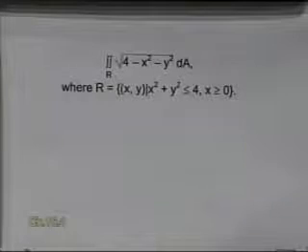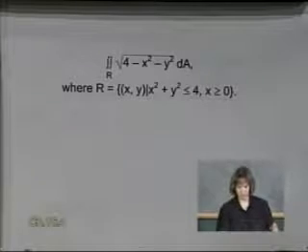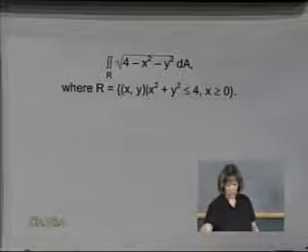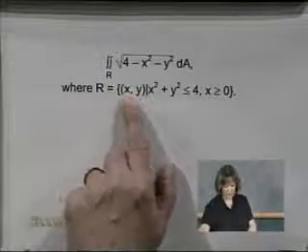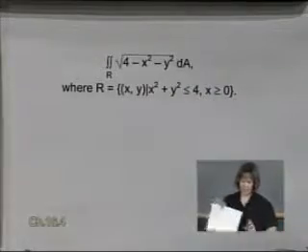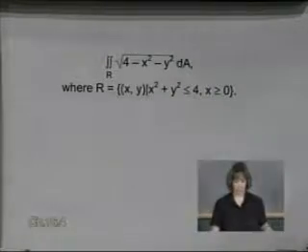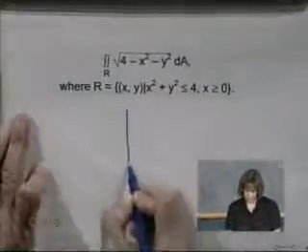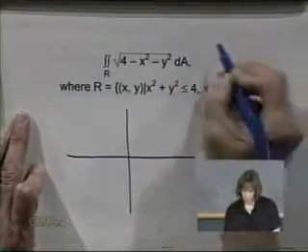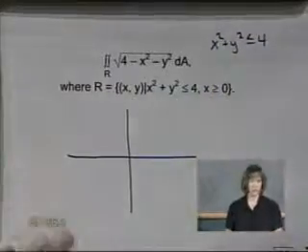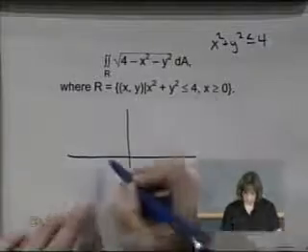They want us to evaluate the integral over the region R of square root of 4 minus x squared minus y squared dA, where R is the region of the points x, y, where x squared plus y squared is less than or equal to 4, and x is greater than or equal to 0. I think what I want to do first of all is just draw the region. What does x squared plus y squared less than or equal to 4 look like? It's a circle. Circle of radius 2.